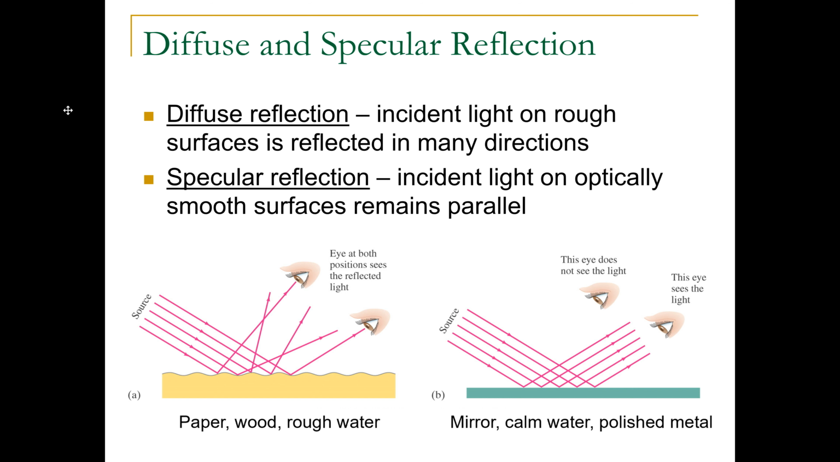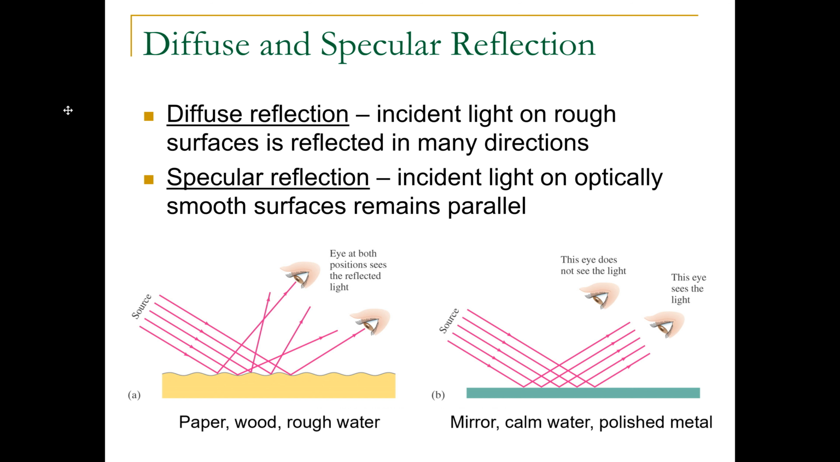On the bottom right, we have an example of specular reflection. So this would be something like a mirror or calm water or polished metal, something very smooth, smooth at the microscopic level. So now our parallel rays coming in from our source reflect off, and they are still parallel to each other. So what that means is you're not going to actually see the object that it's reflecting off of. You're going to see the source.